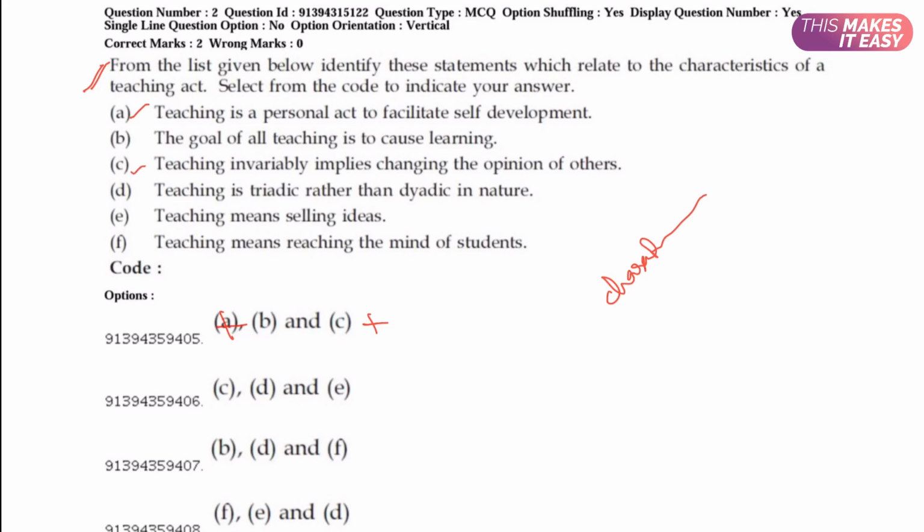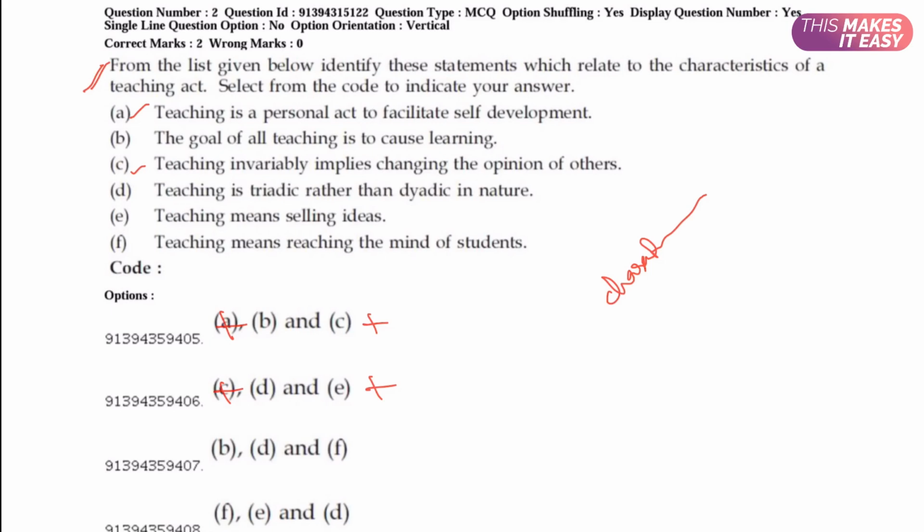The third statement, teaching invariably implies changing the opinions of others. It is not necessarily correct. So we will knock out whichever option has C. The second option has C, so we will knock out that option. Now we are left with 2 options. So the work is very easy right now.